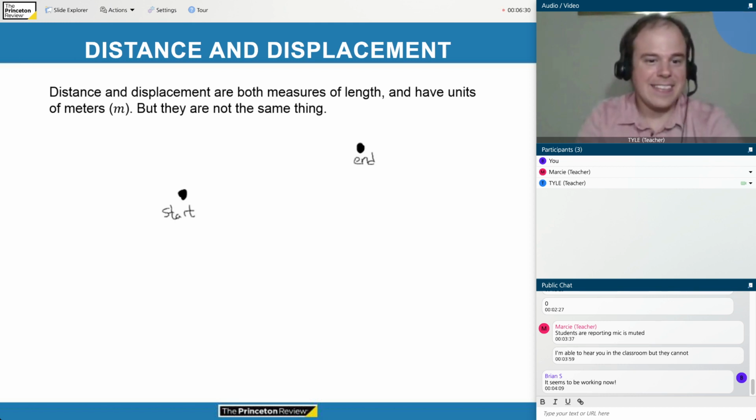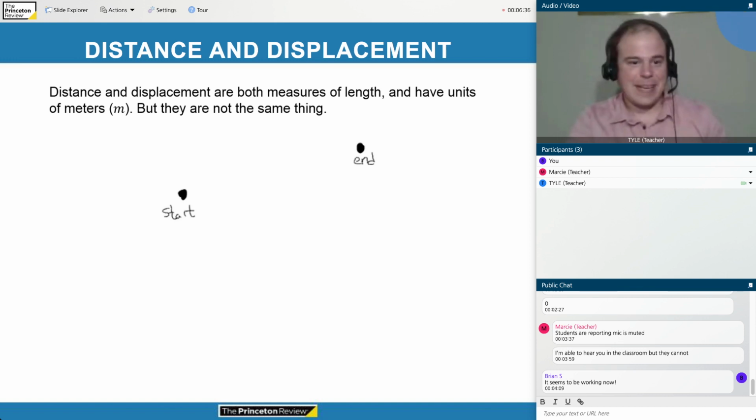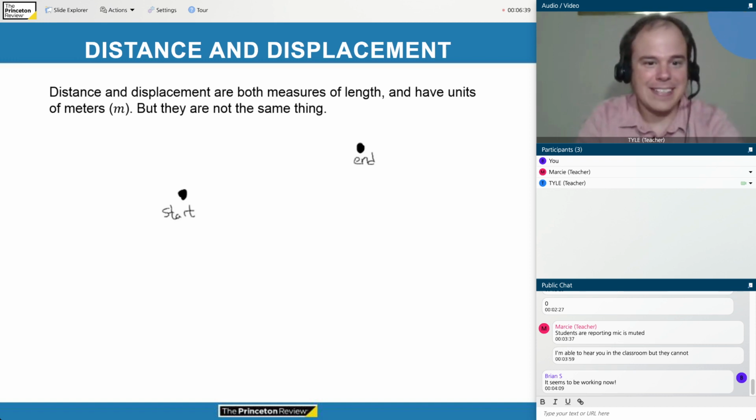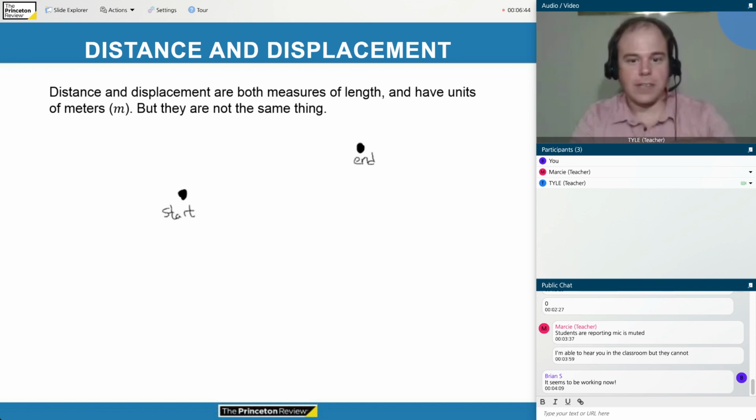If anybody knows the difference, feel free to put it into the chat. And if you have any questions as we go, type your questions into the chat and I'll be happy to answer them.